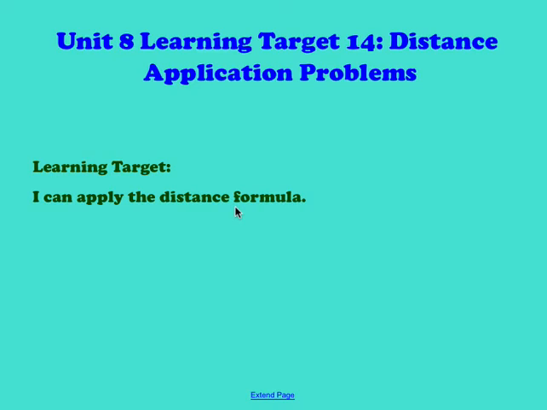This is Ms. Humbert here, and today we're going to be doing Unit 8 Learning Target 14. So we're going to be talking about the distance formula and applying it to actual word problems. So let's take a look at this one.